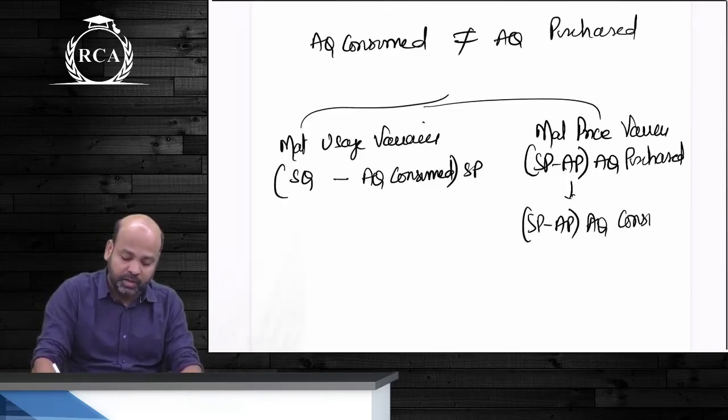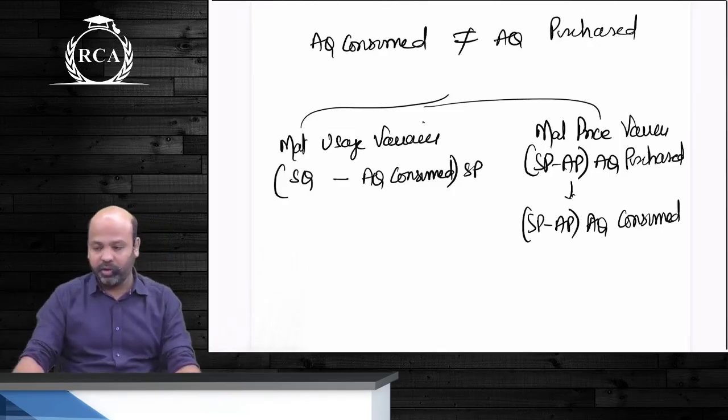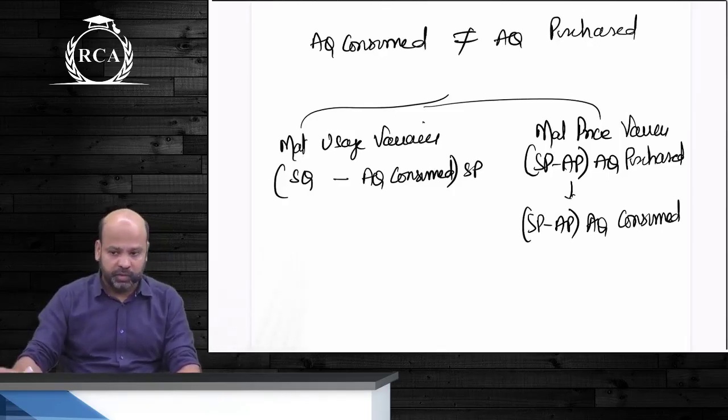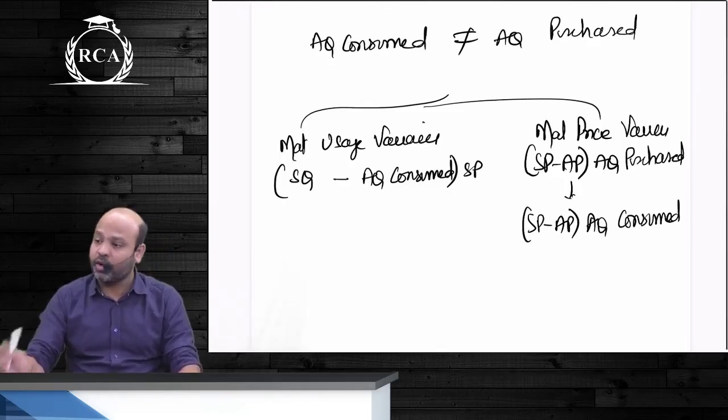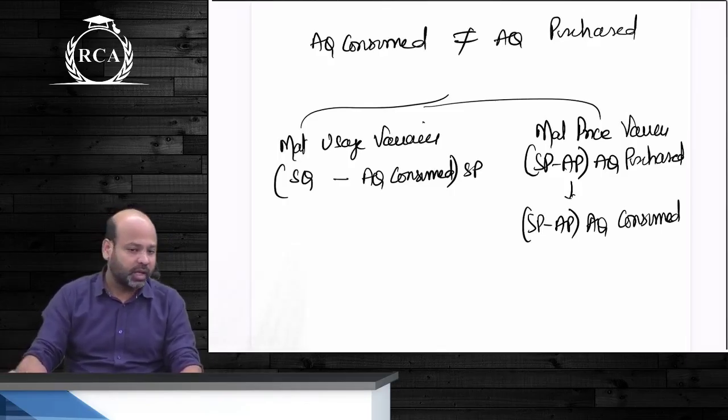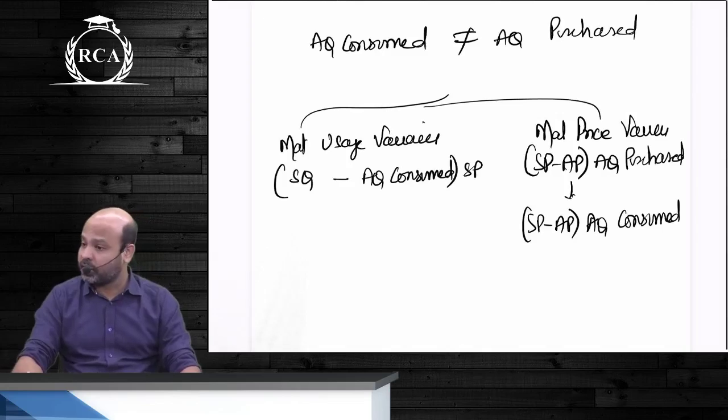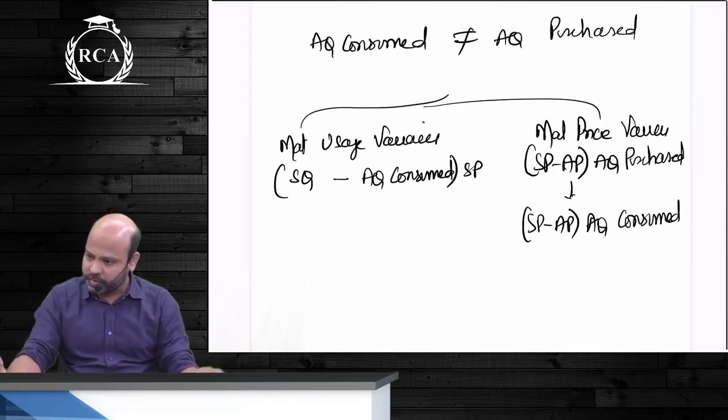But the prima facie answer will always be based on purchased. We will write both the answers. But first we will write the answer based on purchases, and then write alternatively, if it is based on consumption, this is the answer. Is it making sense? If I compute usage variance on the basis of purchases, it would be wrong. Is it making sense or not?